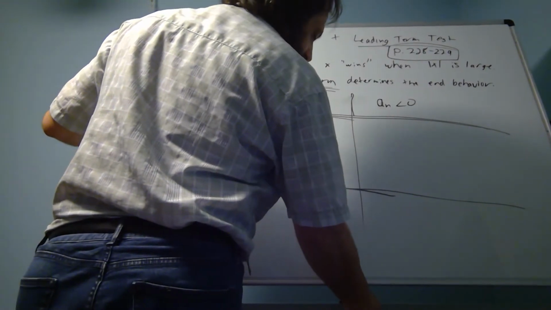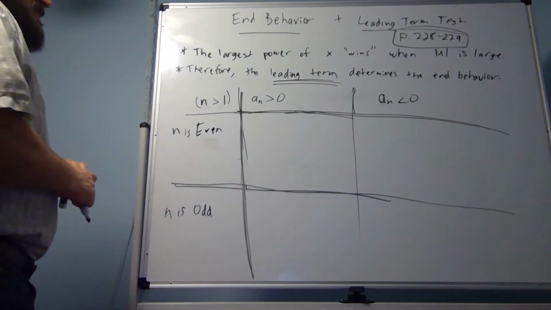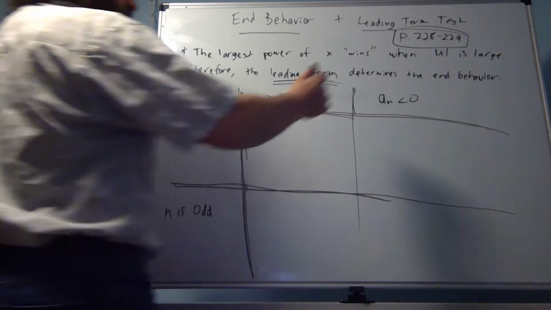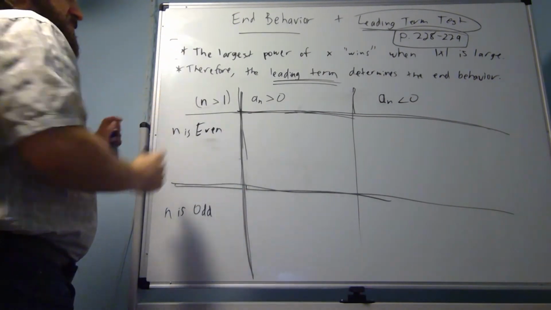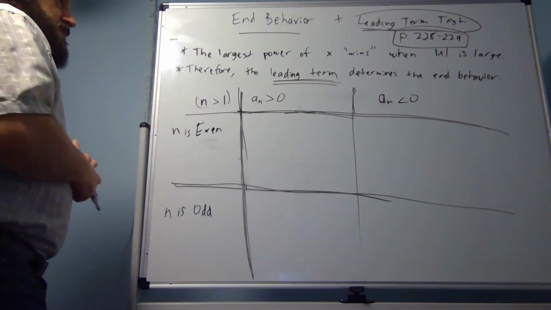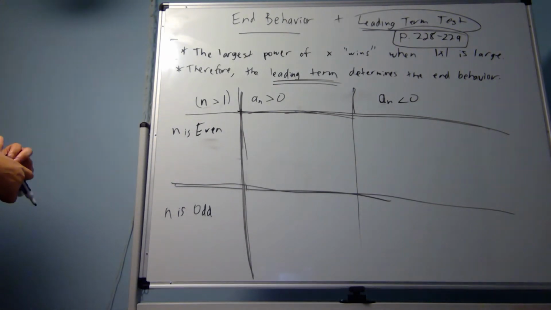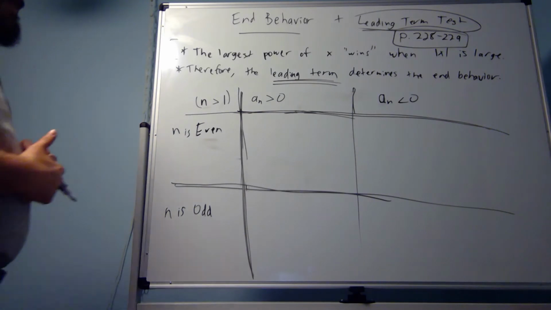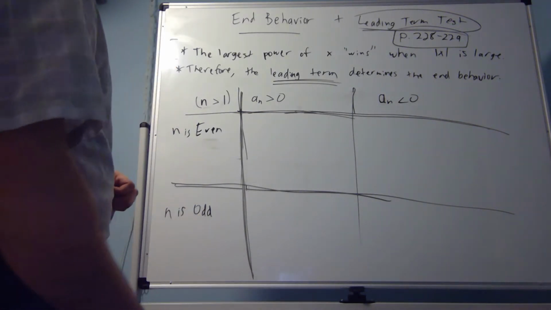So, all right, the main principle of end behavior is this leading term test. The principle here is that when you have a polynomial with maybe not just one term, maybe several that are being added and subtracted from each other, all of them are doing things, and they're all kind of important.